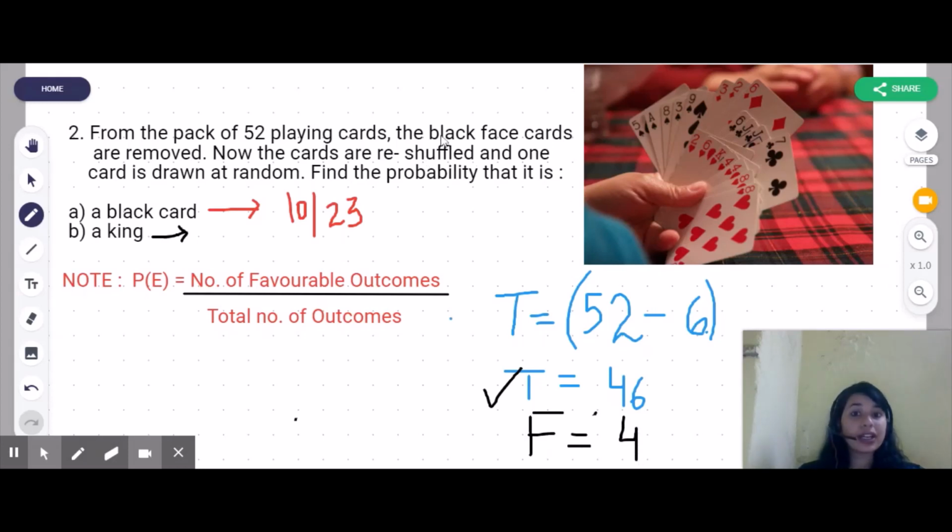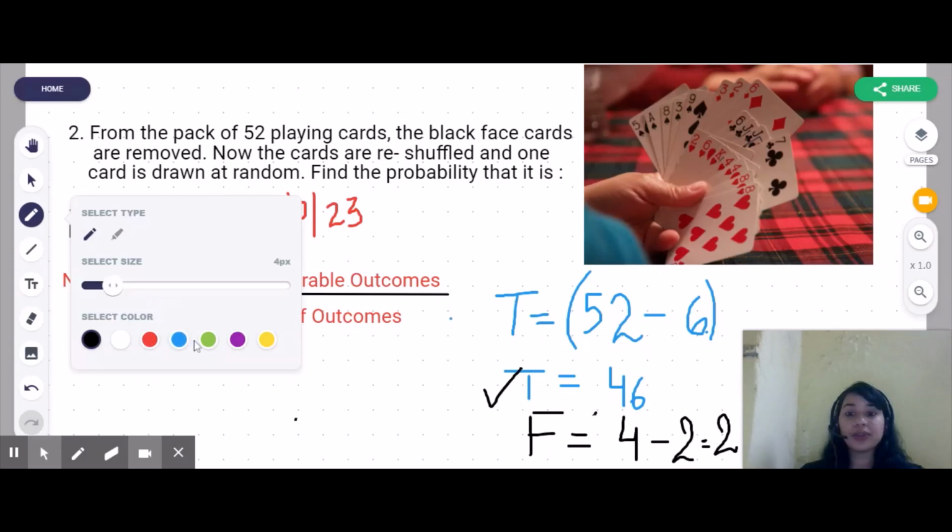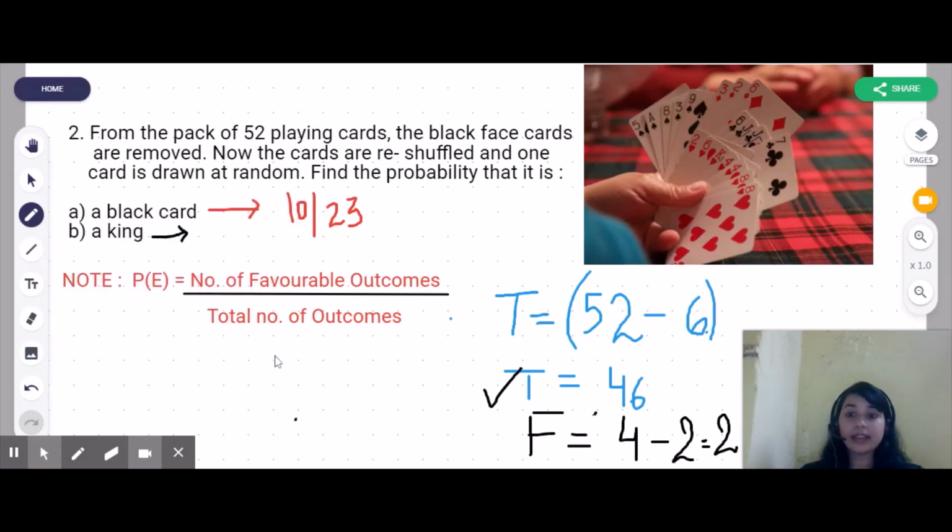But read the question again. The black face cards are removed. That means black colored kings are also removed. So how many kings will be left now? Only 2, because 4 minus 2 is going to give us 2 only. We are left with only red kings now. So I'm going to substitute this again in the formula.